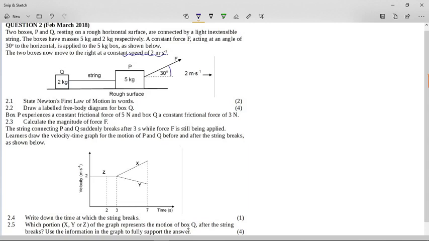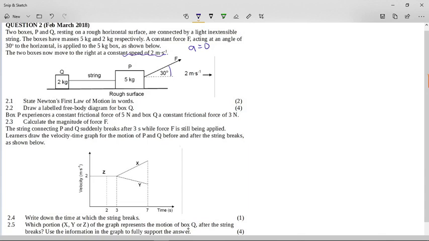So if we are at a constant speed, we are at equilibrium, my acceleration is going to be 0. State Newton's first law of motion in words. So this is the inertia law, so that if you are moving, you want to keep moving. If you're stationary, you want to stay stationary unless a net or resultant force acts on you. So learn your definition and state it correctly.